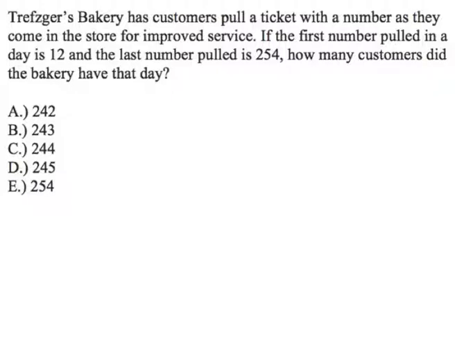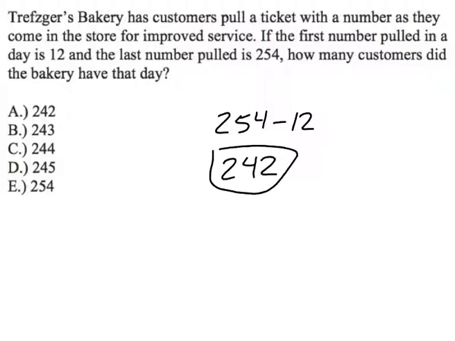So let's say we're at Trefzger's. I'm excited. We pull a ticket with a number on it when you come in the store so that they can serve you better. If the first number pulled in the day is 12 and the last is 254, how many customers did they have that day? The trap here is to subtract the two and you go, okay, well that's 242. Yay, I'm right, but you're wrong. You didn't include 12. You don't really count that first number when you subtract two numbers. It's actually that plus 1, which is 243.